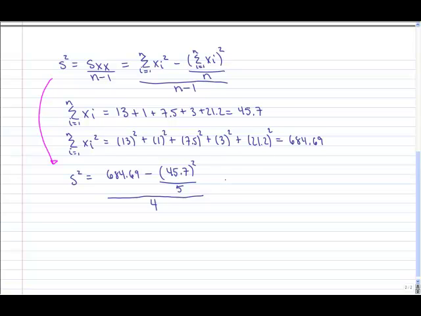This here would work out to 66.748, which gives us our sample variance, which is the exact same answer as above, and therefore your sample standard deviation, again, is simply the square root of your sample variance, which is the square root of 66.748, which again gives us the same answer as above of 8.1699.